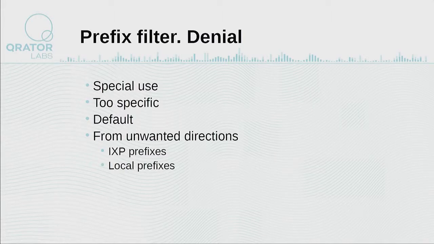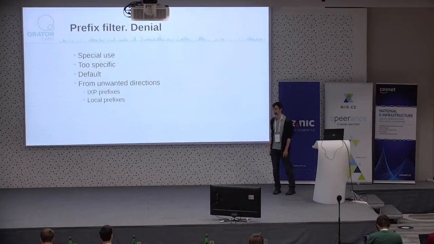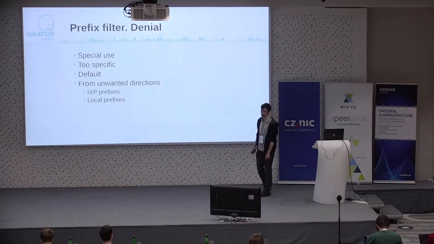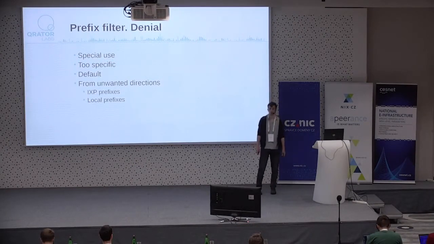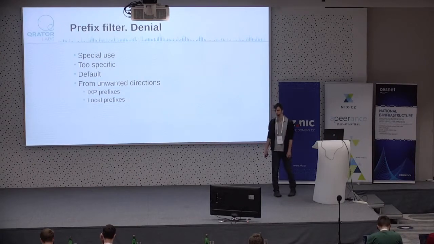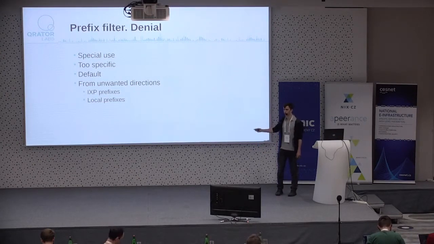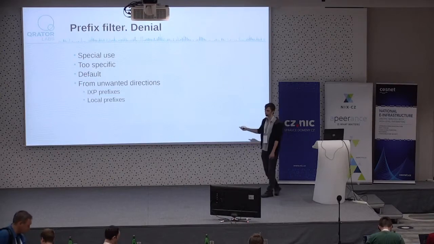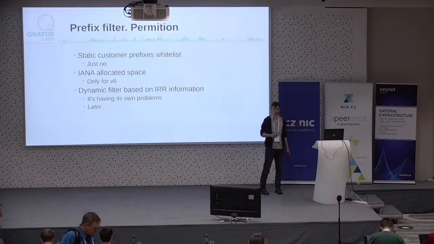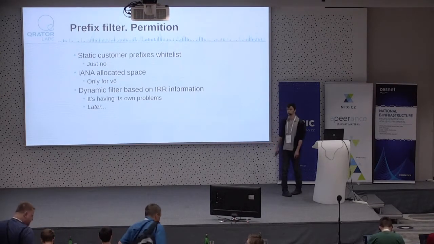In IXP cases, you don't want to accept routes from neighbors on a route server, because it will break your connectivity. And your local prefix should not be announced by other parts of your organization with their own license. Why would they do so, and why would your prefixes need to be announced by a third party? But let's move to the more interesting part.